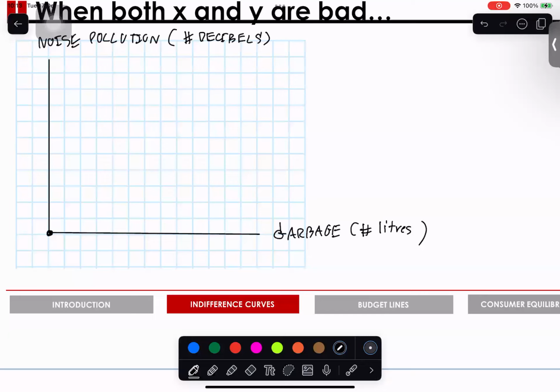That's right. Here. No garbage at all, and quiet atmosphere. No disturbance. 0, 0. Yeah.